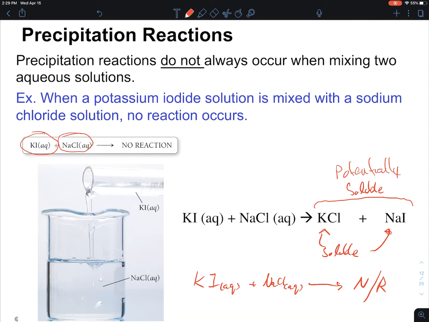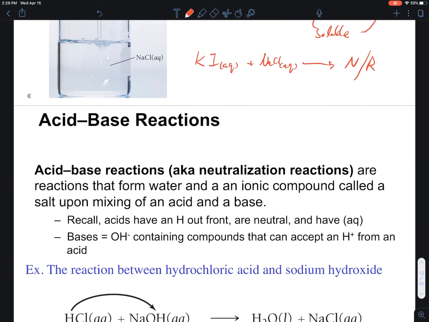So in table 2, as you go through experiment 7, look for some reactions that might not actually occur, where there might not actually be a reaction. It's going to be instances where you don't form any kind of solid, gas, or liquid.